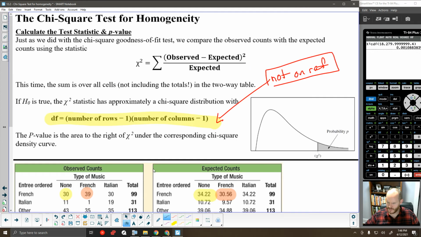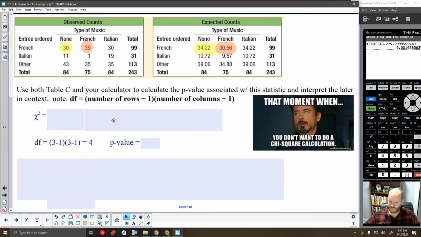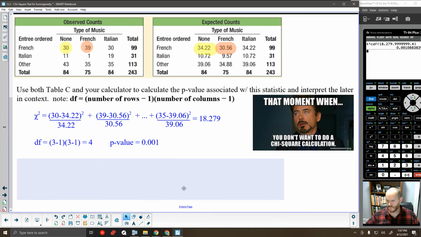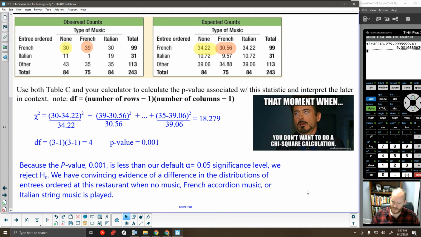Okay, so I'm going to come back to my question now that we have all of the values. So that's the do part of this. And then finally, I'm going to make a conclusion. So as I mentioned, that p-value is less than any reasonable alpha level. So if we're using a 5% significance level, we're going to reject the null hypothesis. So what that means in context for this is that we're going to conclude that we have convincing evidence of a difference in the distributions of entrees ordered at this restaurant when no music, French accordion music, or Italian string music is playing. So there is definitely a difference in the distributions depending on the treatment.